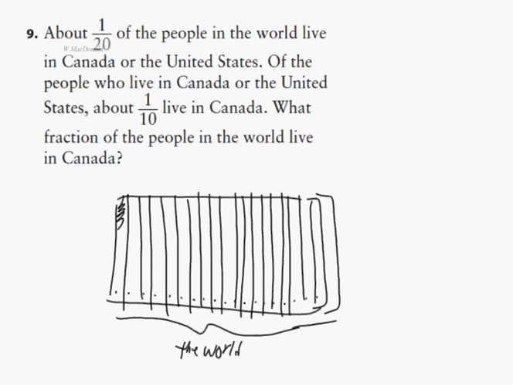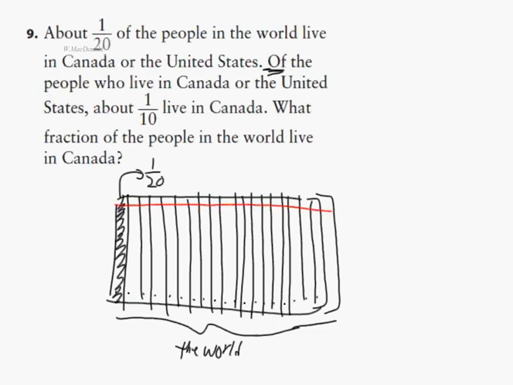And this little part right here is 1/20th. And that represents Canada and the US's population in the world. But it says of that 1/20th, and "of" is our indication that it's going to be multiplication, of the people that live right here in this black shaded area, 1/10 of them are Canadian.